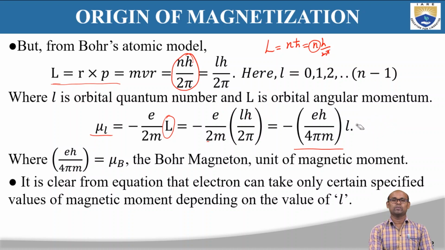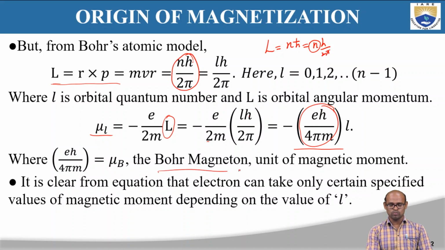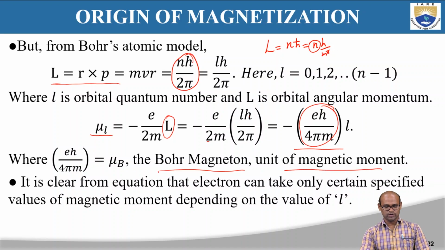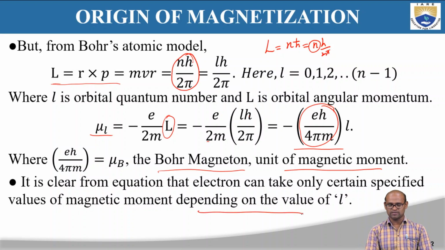So where e h by 2 pi, I am defining this term eh by 4 pi m as mu B, which is called the Bohr magneton. So the Bohr magneton is the unit of magnetic moment. It is clear from the equation that an electron can take only certain specified values of magnetic moment depending on the value of L, whether L is 1, 0 or 2. Depending on the value of L, the electron is going to take only certain values of the magnetic moment mu L.